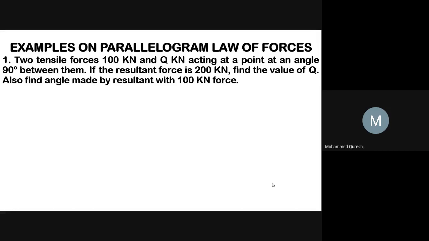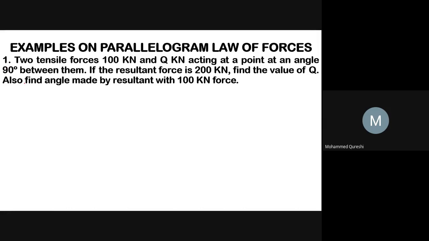Then if the resultant force is 200 kilonewton. In the previous example we calculated the value of the resultant force, but in this example the resultant force is already given as 200 kilonewton, and we have to calculate the value of Q. That is, we have to calculate the value of an unknown force Q, and also we have to find the angle made by the resultant with the 100 kilonewton force. So now we will begin.